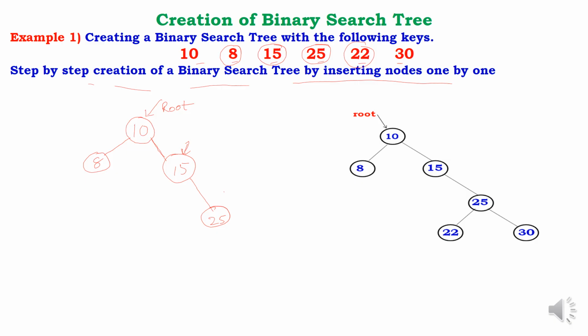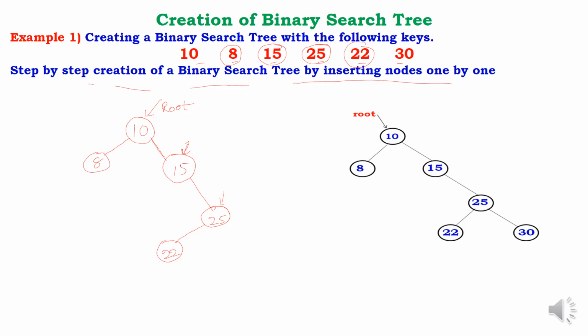Go to the right node. Is 22 less than 25 or greater than 25? It is less than 25. It should come in the left subtree of 25. So we check: is left of 25 null? Yes. Left of 25 is null. So 22 is placed as the left node of 25.